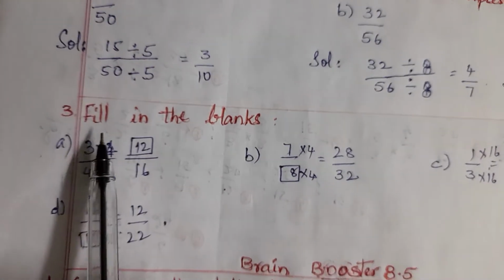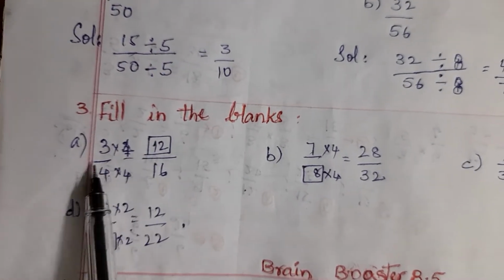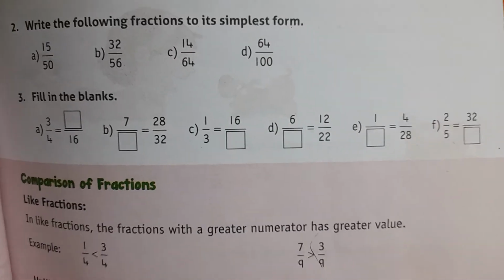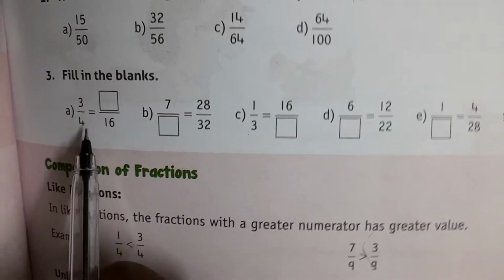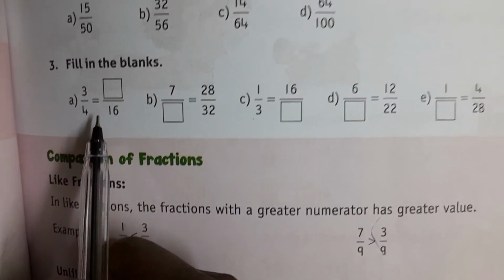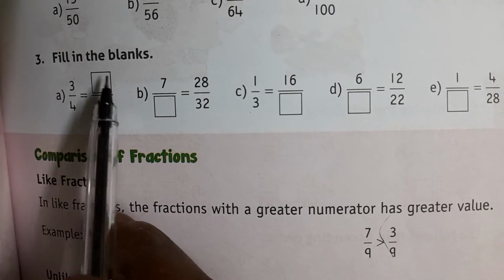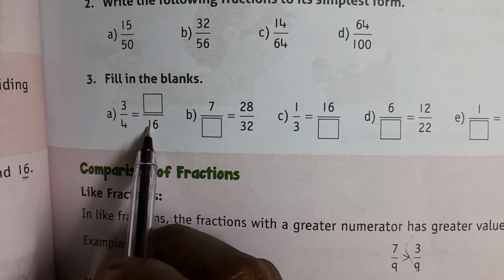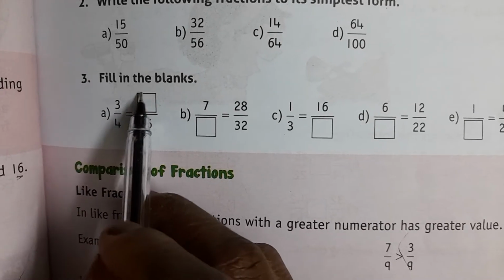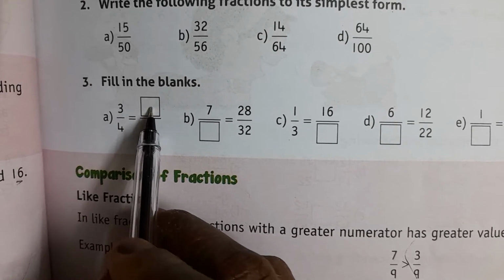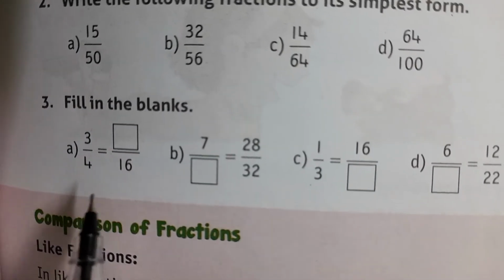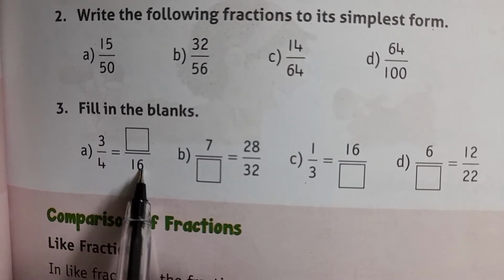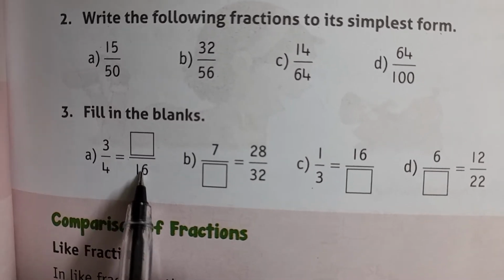Now we will see the third part, fill in the blanks. Children, I'll show you in the textbook. In the textbook, it is given as 3 by 4 equals box by 16. Children, when the numerator place is empty, we need to fill this empty box. Now we know both the denominators, so we need to find the relation between these two.